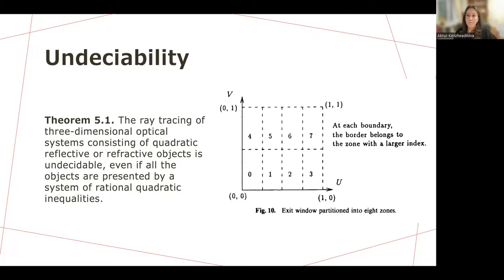So from all of these Turing machine simulations, the optical systems, and also the basic box that we used to make the complex box, we got this theorem that ray tracing of a 3-dimensional object system can be undecidable in this part.